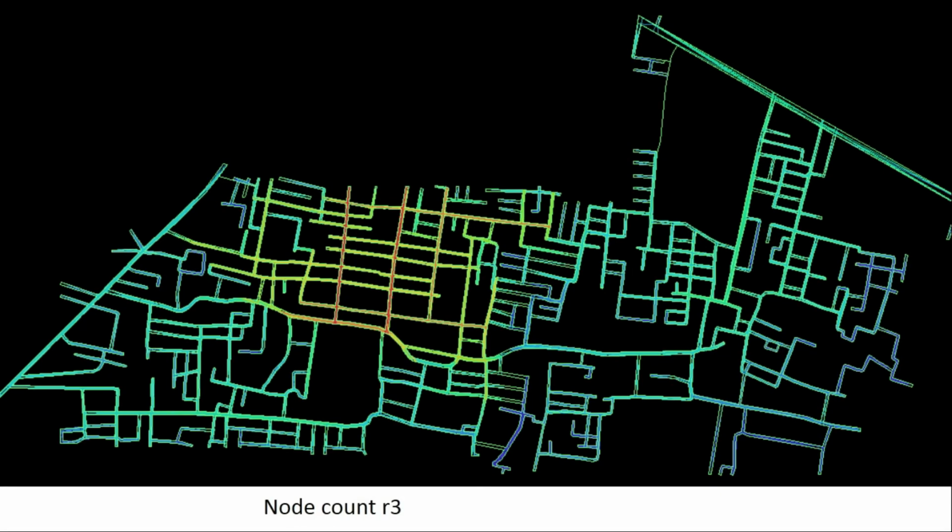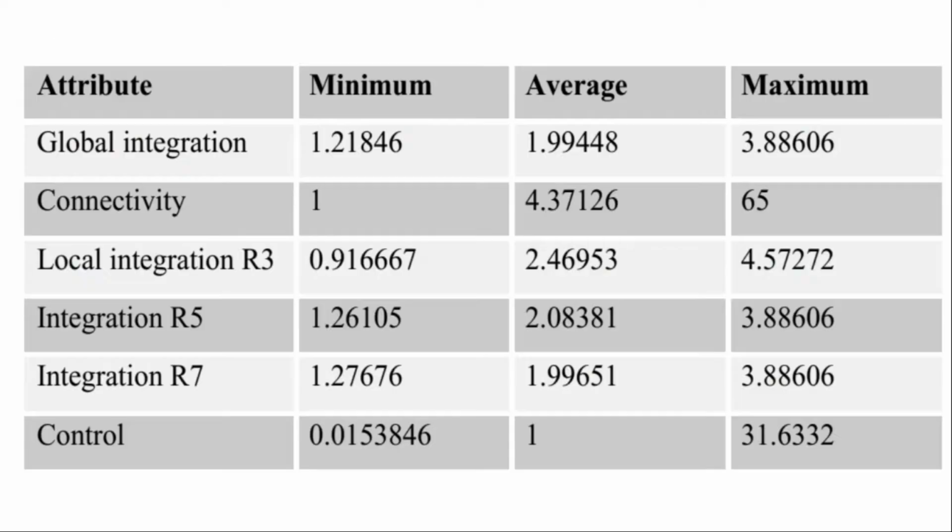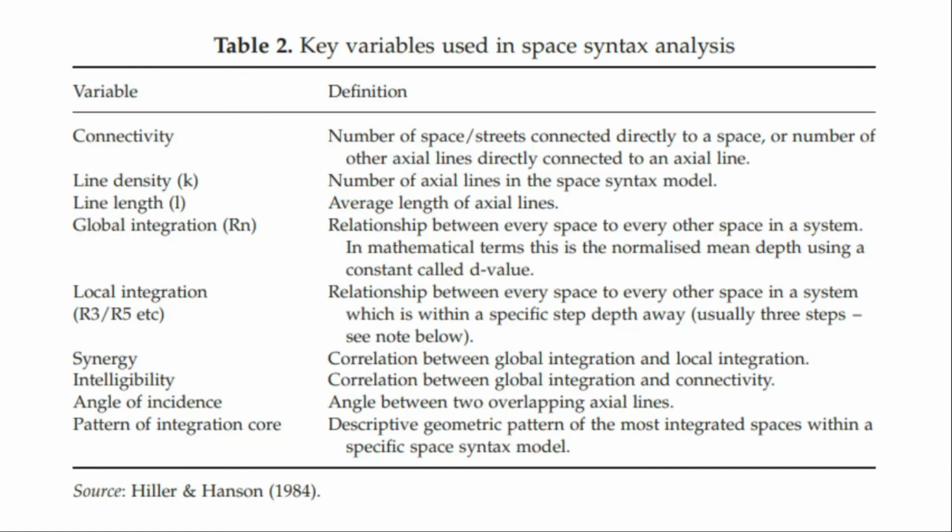And this one shows the node count R3, and from the attribute summary you get all the details like the connectivity minimum, maximum and average, as well as the integration values, line length, mean depth R3, node count, as well as the node count R3. So with the help of these measurements we can do our analysis of our neighborhood. So the global integration value as well as the local integration values can be used.